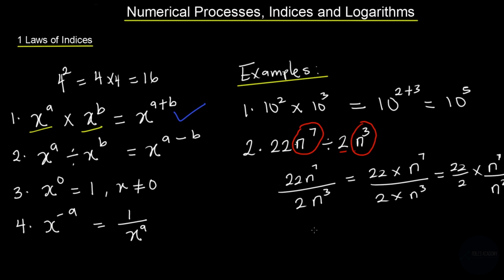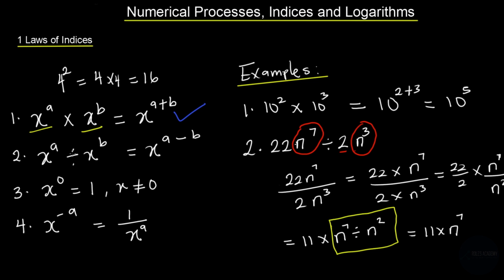We know that 22 over 2 is equal to 11. And then we have this multiplied by n to the power of 7 divided by n to the power of 3. If you look critically here, you see that this expression has satisfied our second law. We are able to reduce it to our second law, so we can apply the second law on it. And then we have 11 multiplied by n. So you have 7, and the second law says we have to subtract the second index from the first one. So we have 7 minus 3.